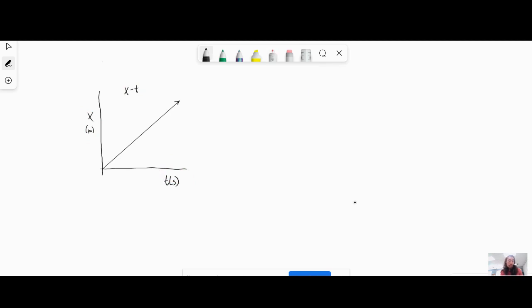Remember, in terms of variables, position is used as x and time is used as t. The units for position for us will always be in meters, and the units for time will always be in seconds. And of course, the title for our graph is always the y versus the x-axis, and our y-axis variable is position, and our x-axis is time.